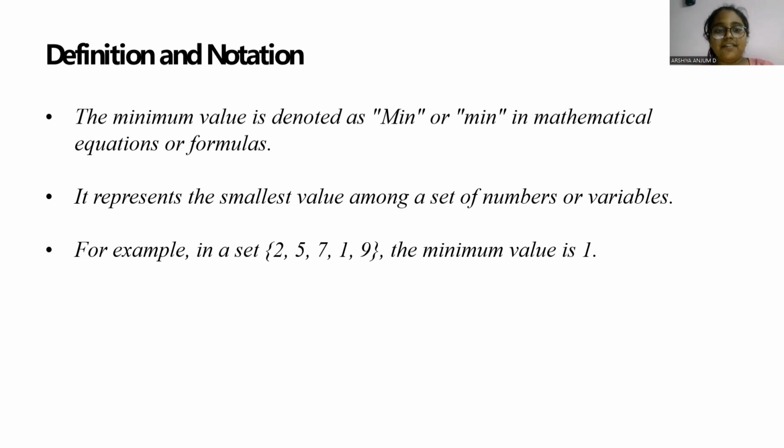So for example, here we have 2, 5, 7, 1, 9. We can know that the minimum value is 1. In these 5 digits, we can say that 1 is the minimum value. So this is called minimum value.